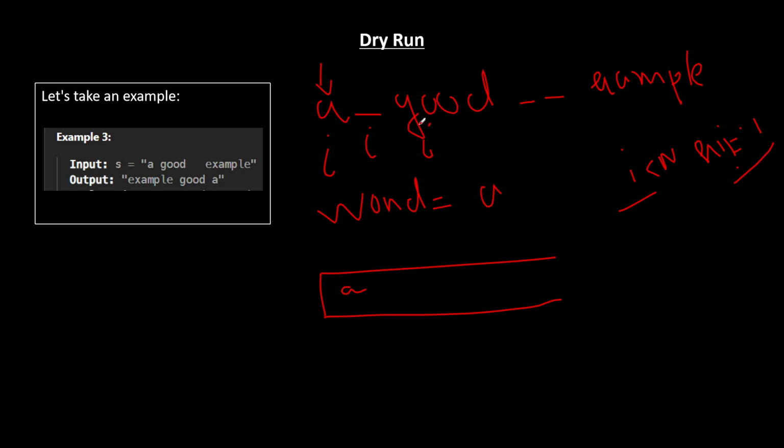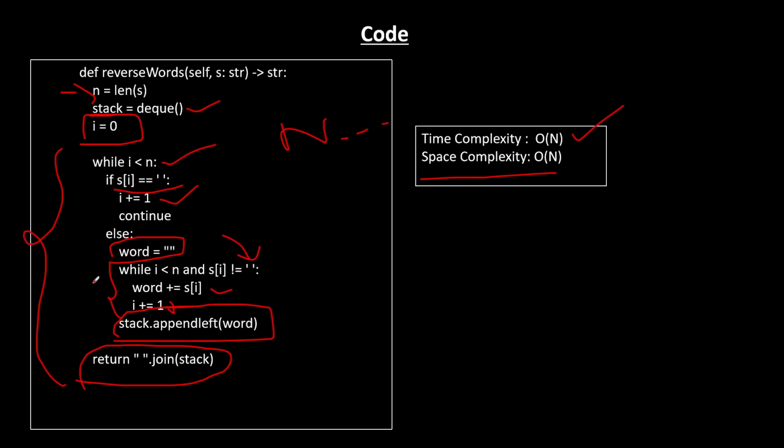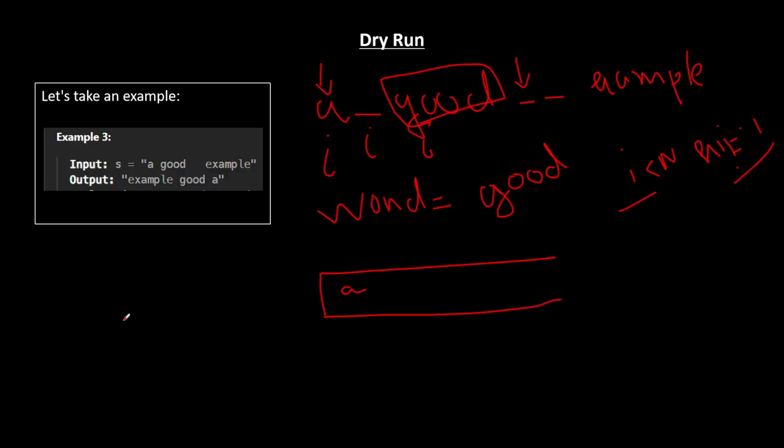Now again, I will come here. G, we encountered a new word again, right? So we're going to iterate this whole word one by one character, and store it in the word variable. And since we encountered again one more space, we will come out of the loop. I'm talking about this loop right now, and we will put it into our queue from the front side. Let me remove this. Okay. Here, good.